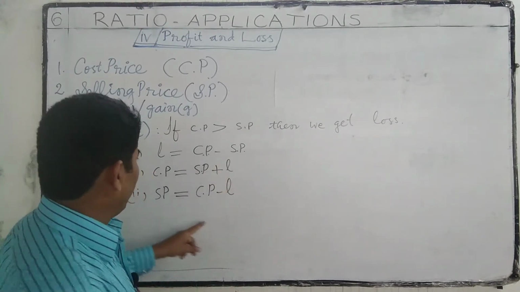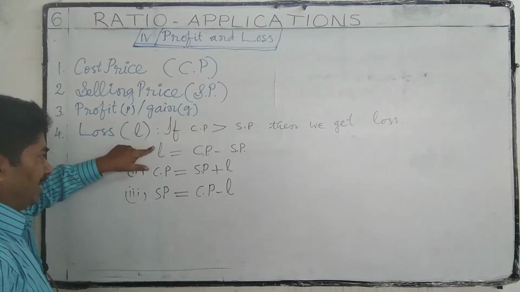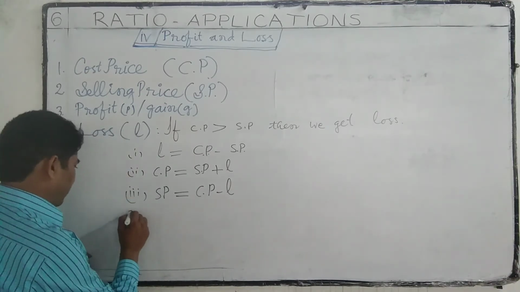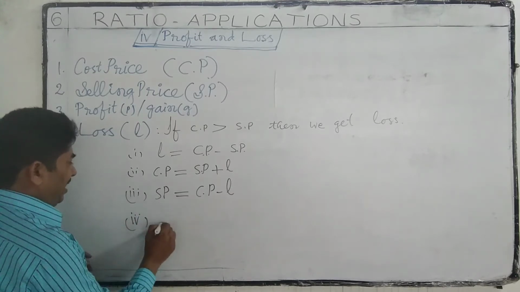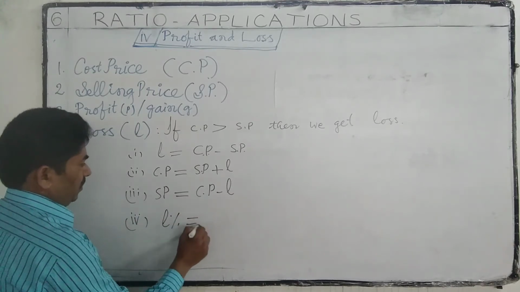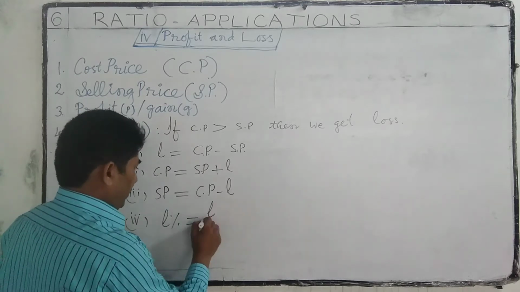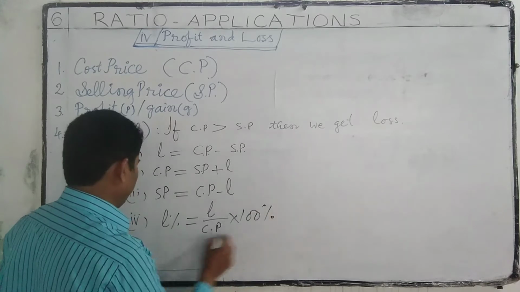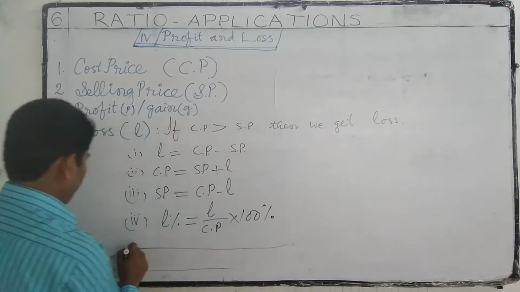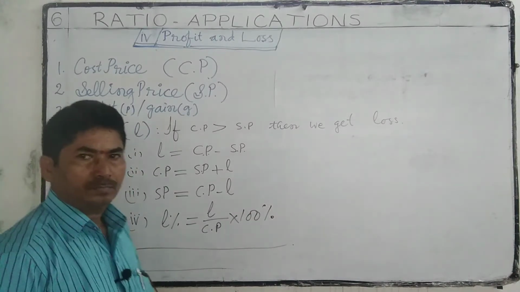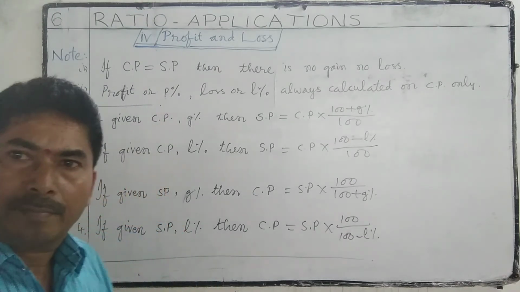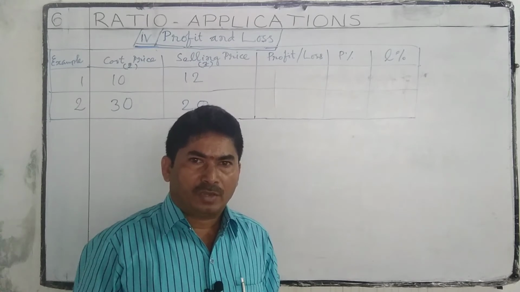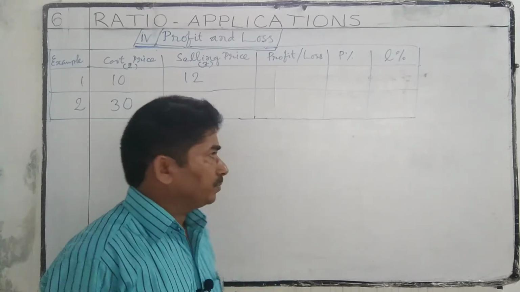Using these formulas, we can get loss, cost price, selling price, and also we can find loss percent. Loss percent is equal to loss by cost price into 100%. To understand those formulas, here we have two examples.